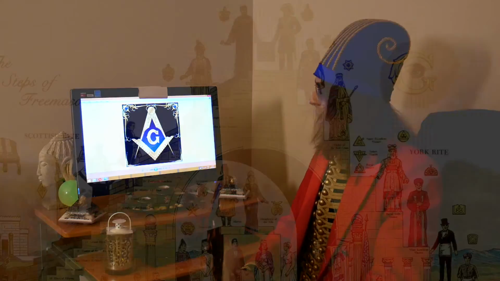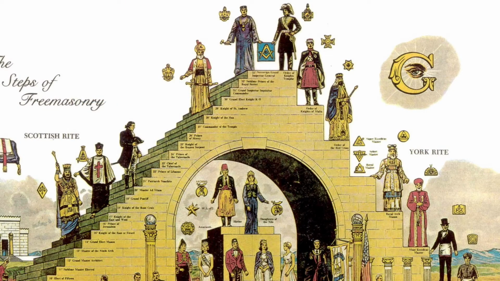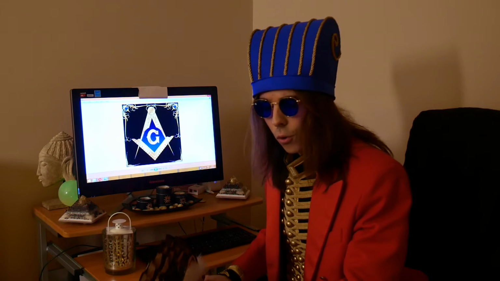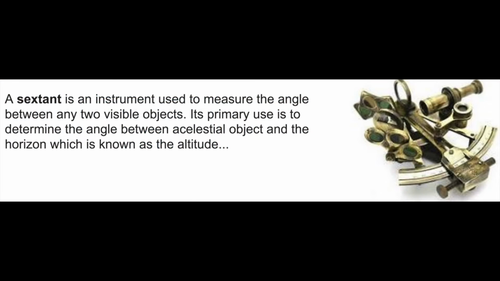So this symbol here is very much related to those origins. So here is supposedly a compass. It's not a compass whatsoever. It's actually a sextant. So what is a sextant used for? Now, it's mainly used to measure the distance between the stars and the horizon.